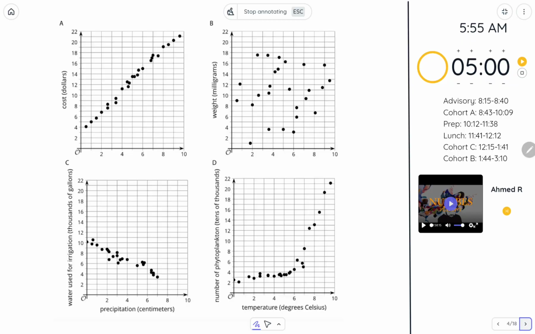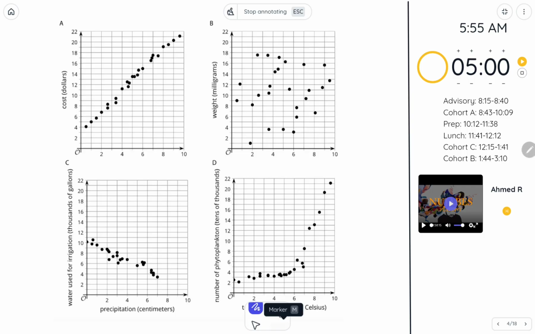So set like a 5 minute timer or whatever and look at each of these four graphs and figure out why each one is different than the others, right? What makes one different than the others? What does one have that's different that the others don't have? Okay. And just write it next to the scatter plot. So you can pause the video now, take some time to get that done, and come back to it when you're done.